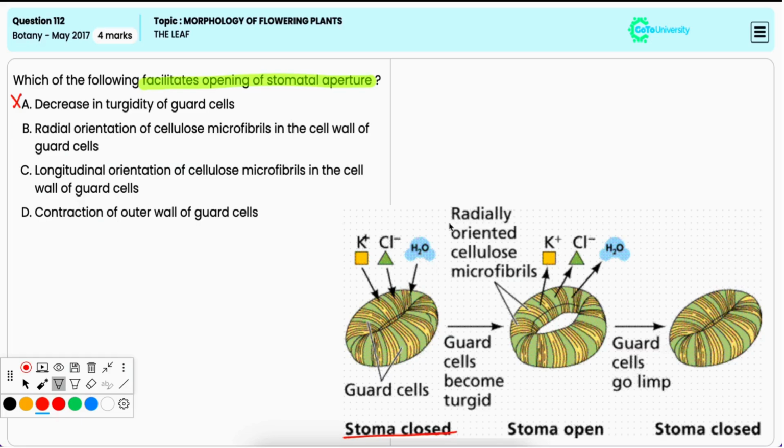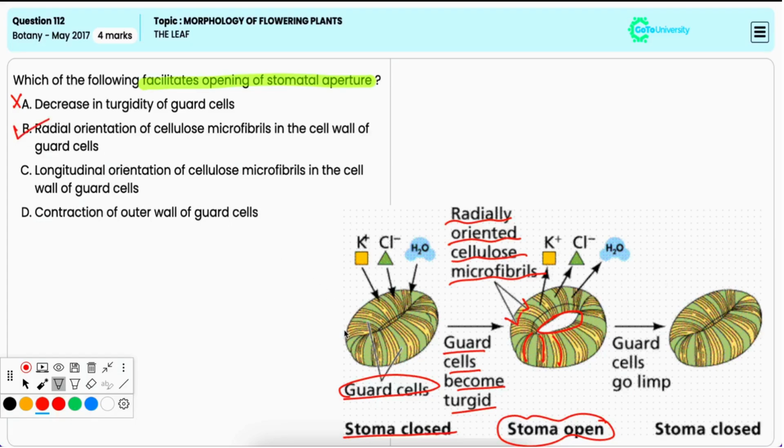Option B, radial orientation of cellulose microfibrils in the cell wall of guard cells. Now, the radial orientation of cellulose microfibrils in the guard cell walls allows the cells to expand in a way that the stomatal aperture opens. And this radial orientation of cellulose microfibrils is indeed very important because this arrangement ensures that when the guard cells become turgid, they elongate rather than expanding uniformly in all directions. And this elongation causes the stomatal pore to open. Hence, it is the correct option.